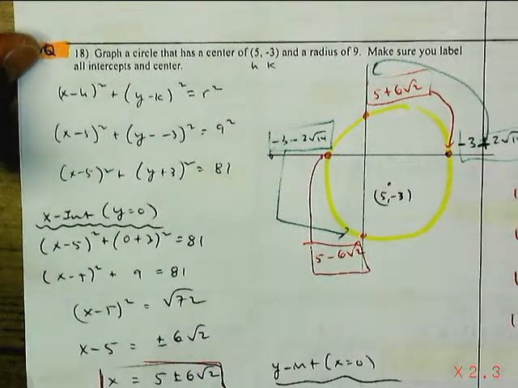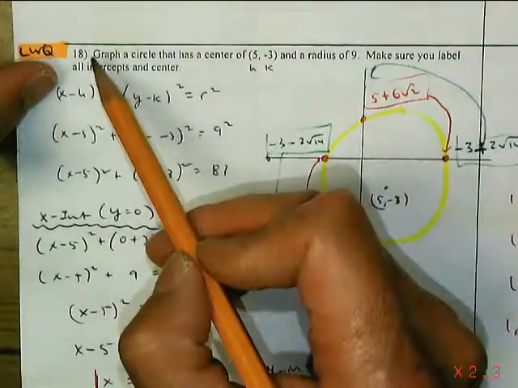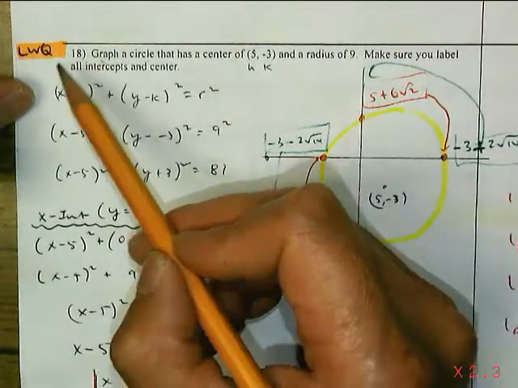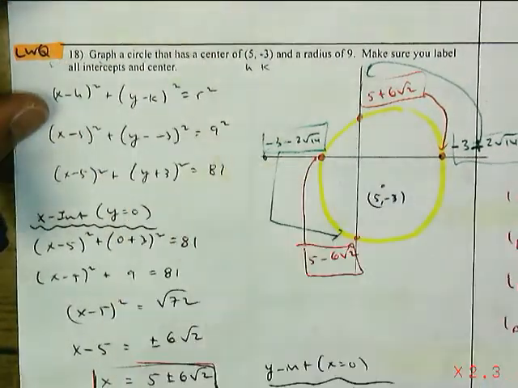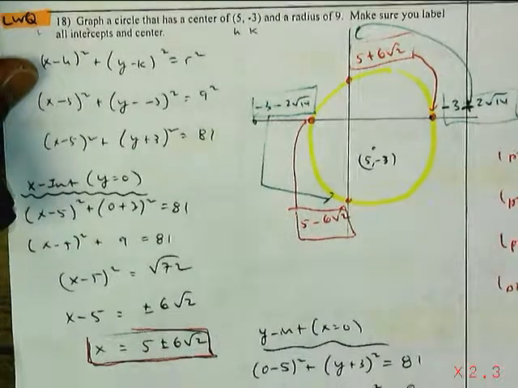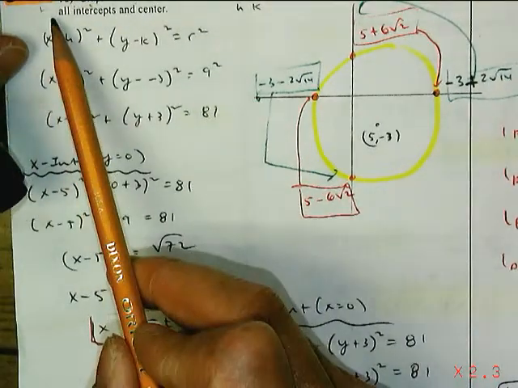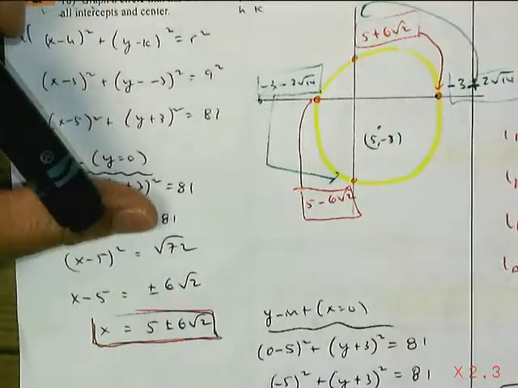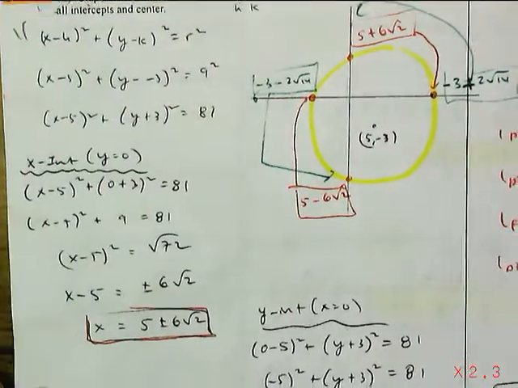Question number 18 was, notice the key words of that verb there. It says graph a circle, so you're actually drawing a circle. And this was on last week's quiz, so you can take a look at that solution there. The difference about this problem is I only made it worth 4 points this week. So 4, that gives me 8 points for this page.